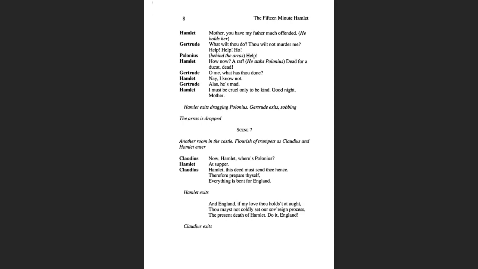So he's asking England to kill Hamlet on his behalf because he doesn't want to bloody his own hands. He's like, I know that Hamlet killed Polonius, but I don't want to execute him because it'll look bad. So I'm going to send him away to England. They'll quietly execute him on my behalf, and then I'll get rid of the guy this way. That's the plan.